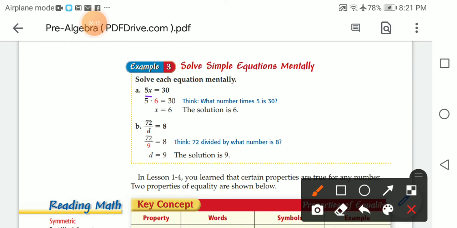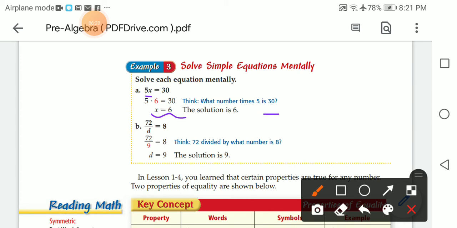Think what number times 5 gives me 30? I know that 6 times 5 gives me 30. The solution will be 6.